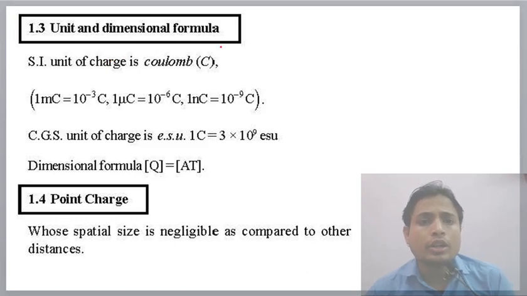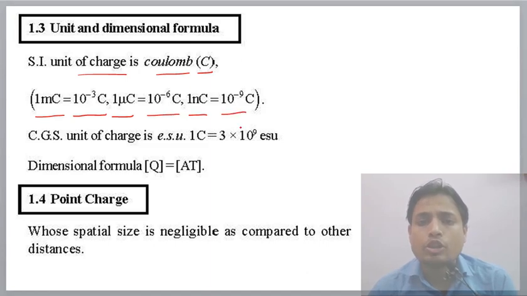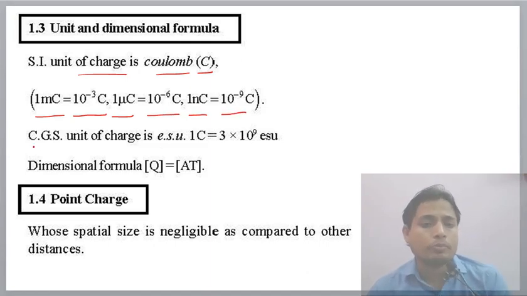Now, unit and dimensional formula of the charge. The SI unit of charge is coulomb, symbol capital C. Some other units are: 1 millicoulomb means 10 to the power minus 3 coulomb, 1 microcoulomb means 10 to the power minus 6 coulomb, 1 nanocoulomb means 10 to the power minus 9 coulomb.